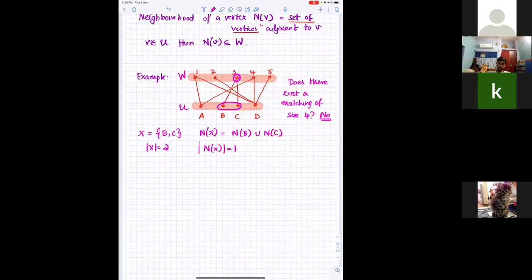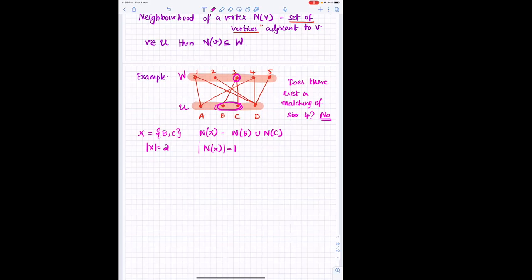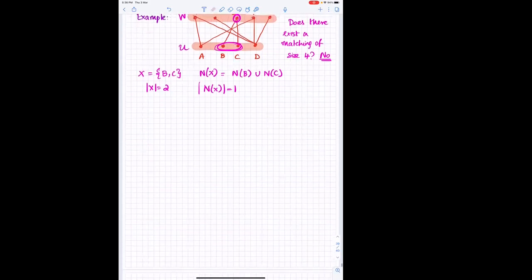So you cannot match in the sense that for these two of them, there's only one neighbor. So you have to choose 3 to match either with B or with C, in which case one vertex will be unmatched. Is this clear? Any questions? Then we will take this example. Okay, so I'm going to assume that there are no questions. Let's just look at another example.